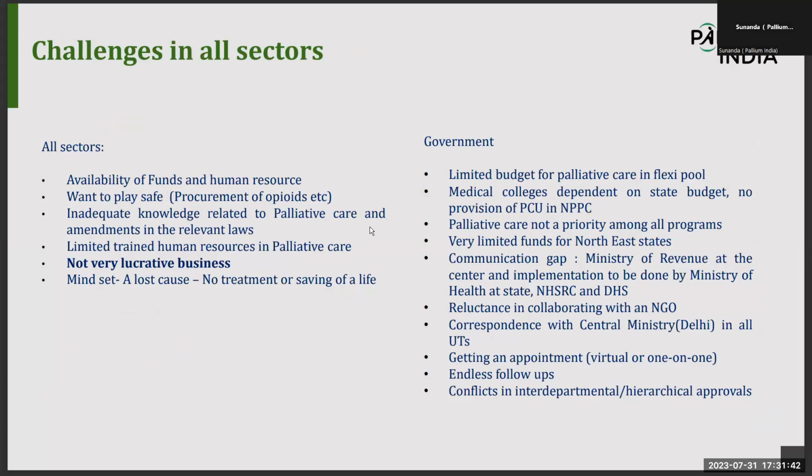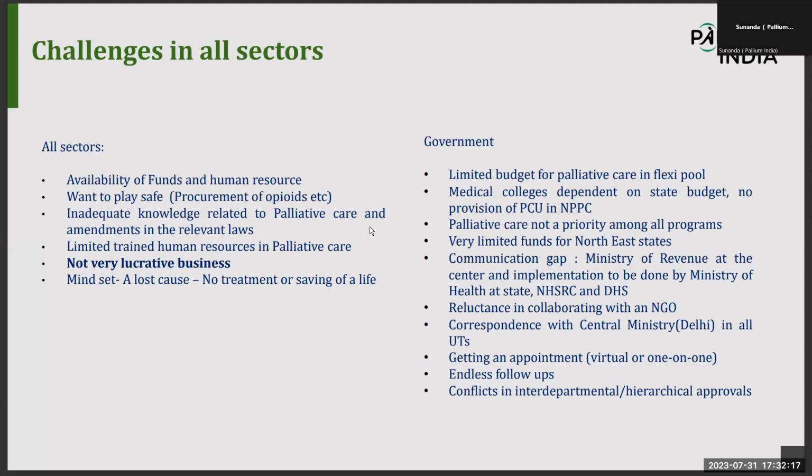Okay. So, all said and done, we know that in everything that we do, or whenever we start a particular activity or a particular center, there are challenges. So, we have just jotted down a few. I'll just read it out. For all sectors, the right hand side is only for government. We have some common challenges like availability of funds and human resources, and sometimes procurement of opioids.